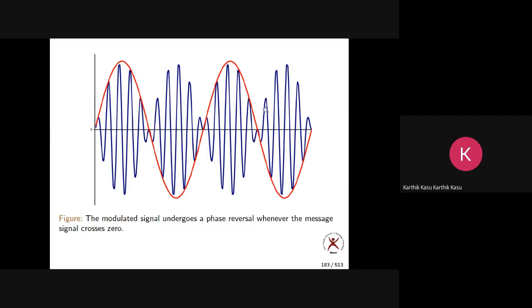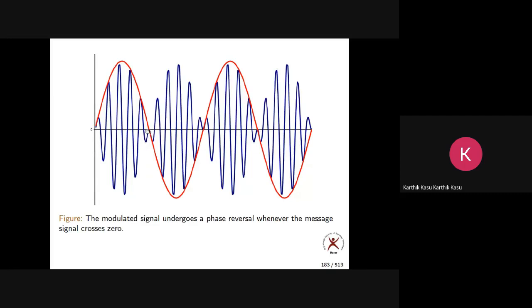So what happens here is, whenever this message crosses this zero axis, there is a phase reversal for the carrier. Phase reversal means phase shift of 180 degrees. You can see clearly. So this is the carrier, the modulated carrier.